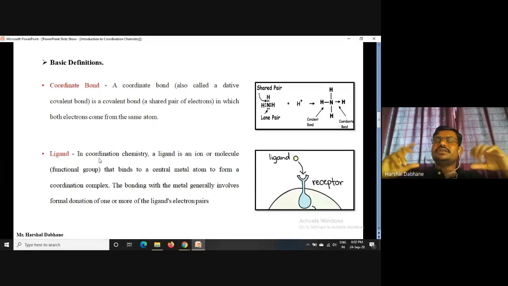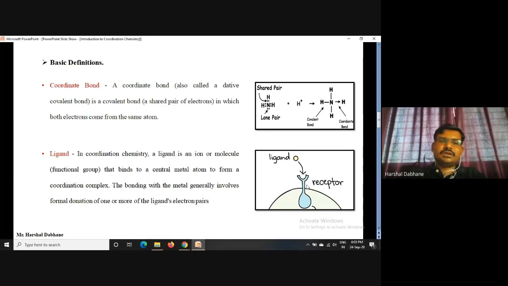A ligand can be of three types of species: positive, negative and neutral. These ligands are able to donate electrons to the metal. The coordinate bond forms between the ligand and the metal. The metal has an empty orbital, and the ligand has a filled orbital, so the electrons flow from the ligand to the metal. That's why the ligand is the Lewis base, and the metal is the Lewis acid.